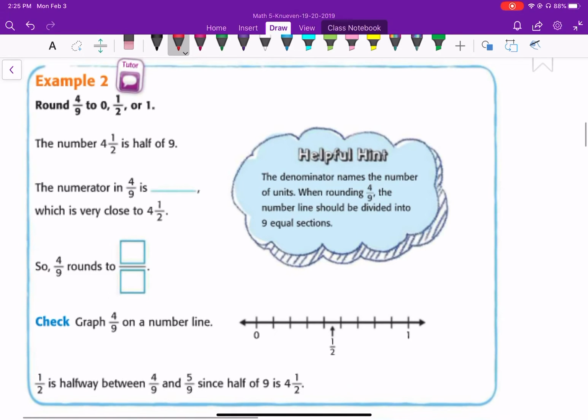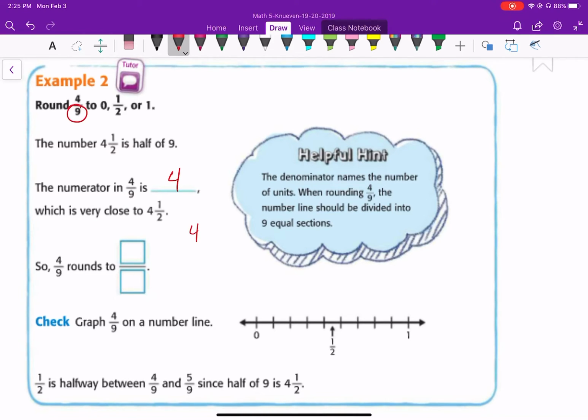Let's look at example 2. Round 4/9 to 0, half, or 1. Well, the number 4.5 is half of 9. So if we're looking at 9, remember this is our denominator. What is half of 9? Well, 4.5. So the numerator in 4/9 is 4, which is very close to 4.5, right?